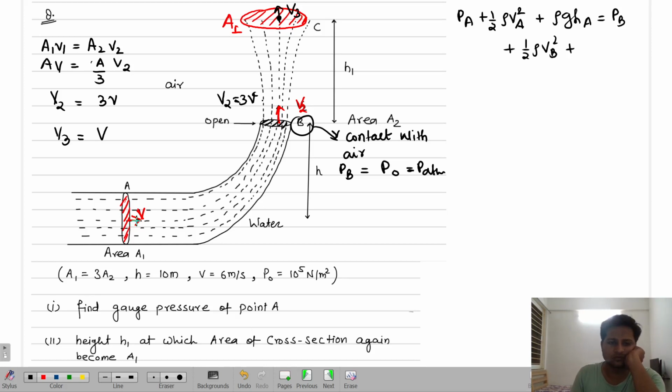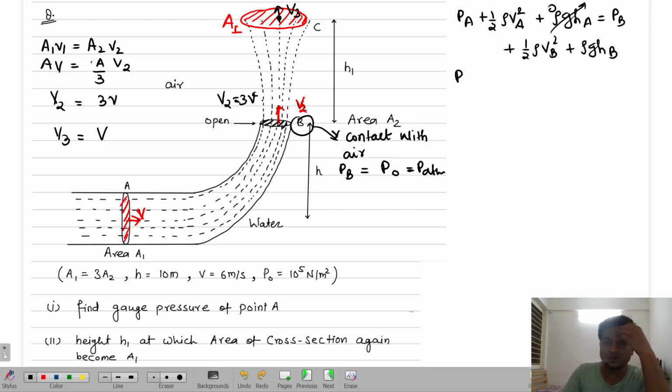Simple, same, whatever is given over here as height. This is my reference point. So rho g h of B. H of A will be 0 because it is present at the same height, isn't it? Are you able to get me?